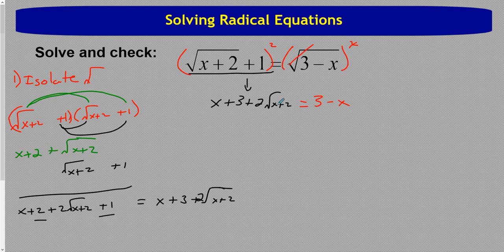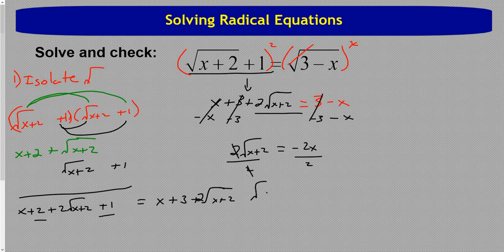Now we have to start over, and I want to isolate my new radical, so that guy. Okay, so let's subtract 3 from both sides. Those will cancel. Oh, look, these will cancel also. That's nice. We'll subtract an x from both sides. Over here, those will cancel, which means I'm left with 2 times square root of x plus 2. And on the right side, negative x minus x is negative 2x. Divide both sides by 2.